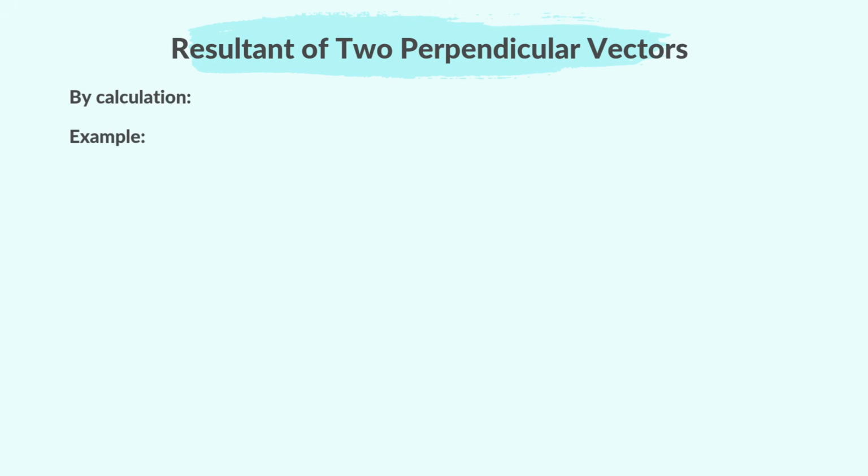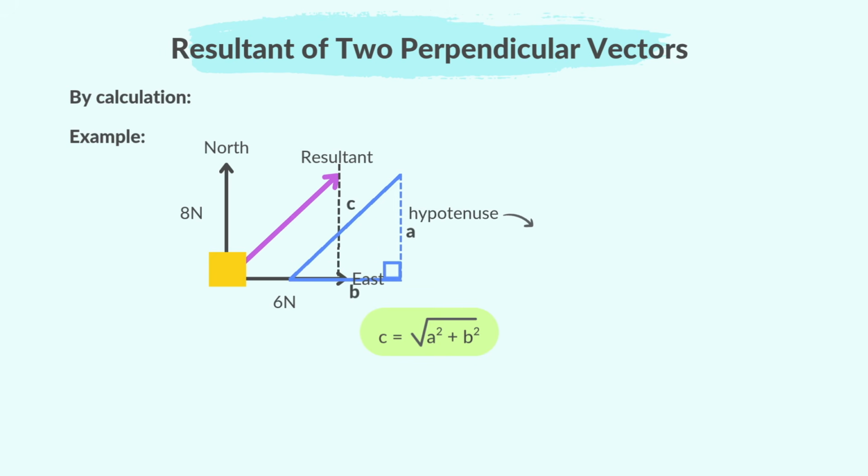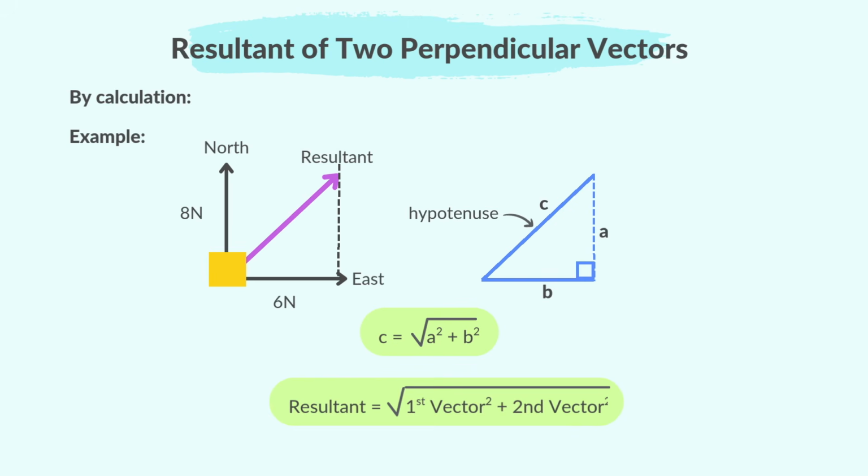Let's look at an example to find the resultant force using the calculation method. Two forces act at right angles on an object. Force A equals 6 newtons, acting east, that is horizontal. Force B equals 8 newtons, acting north, that is vertical. Step 1. Use Pythagoras' theorem. Since the two forces act at right angles, Pythagoras' theorem can be used to find the resultant force. The resultant force equals the square root of the first vector squared plus the second vector squared.